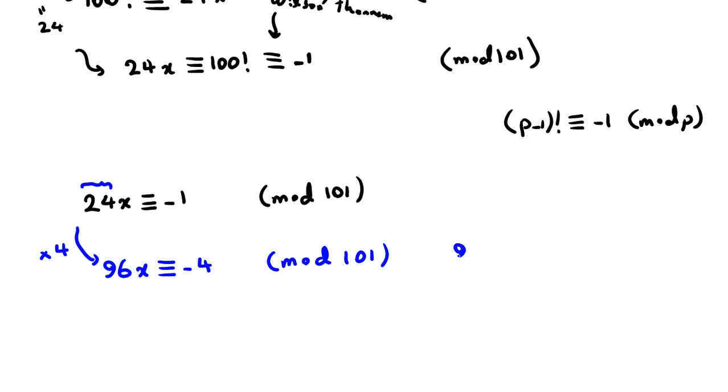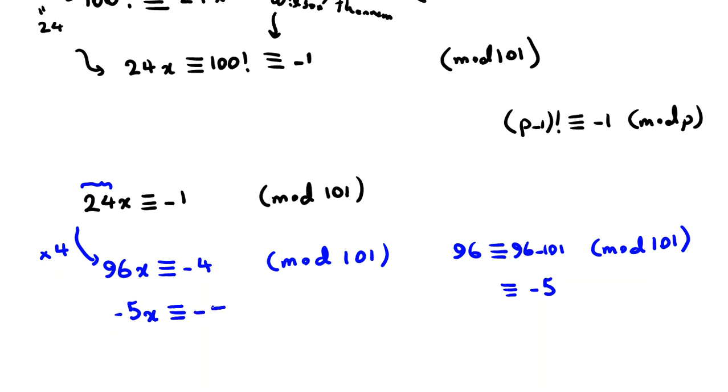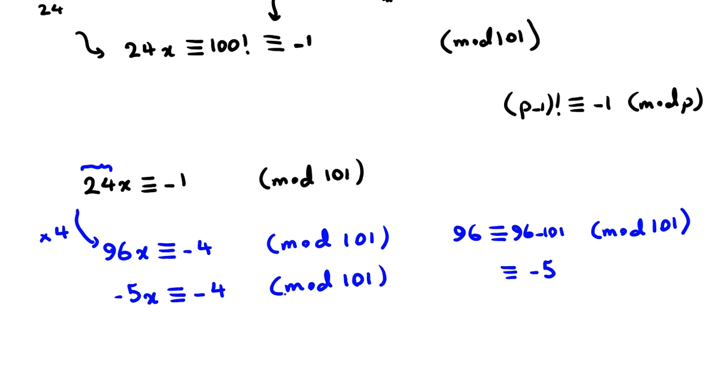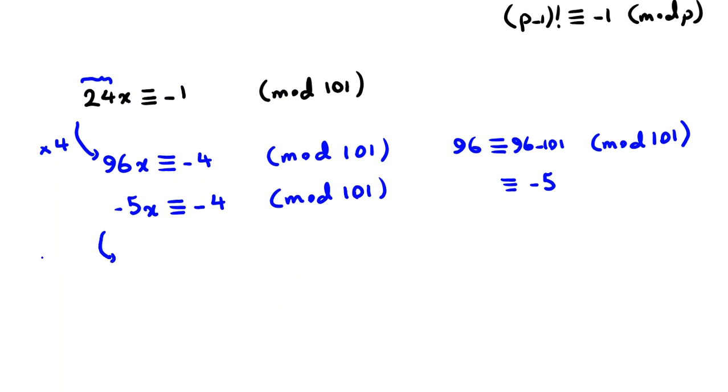But 96 is what? As you remember, I said you can subtract 100 or add 100. If I subtract 100 from this, 96 minus 100 is what? 101, sorry. We are working with 101. If you subtract 101 from that, it will be what? It will be negative 5. So now it's better. Negative 5x is congruent to negative 4 mod 101. So you can multiply it by negative 20.